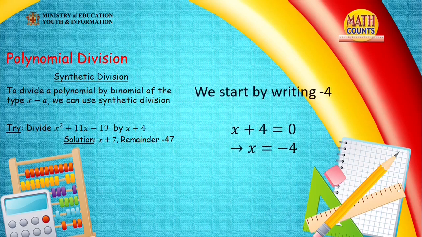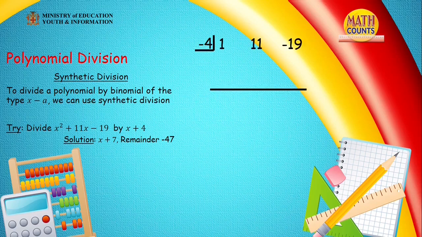So first, we're going to start by writing negative 4. Where did we get this negative 4 from? So we're going to set our divisor equal to 0, and then we're going to solve for the variable. So x is equal to negative 4. So we write it up there all by itself. And then we're going to write the coefficients of the variables in decreasing order, which means that x squared is to the highest degree. So the coefficient of x squared comes first, then the coefficient of x, 11, and negative 19. Now, synthetic division is quite easy.